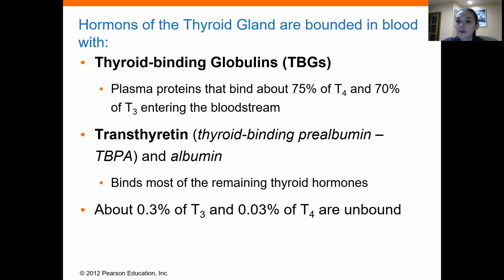Hormones of the thyroid gland are bound in the blood with thyroid binding globulins, plasma proteins that bind about 75% of T4 and 70% of T3 entering the bloodstream. Transferrin, thyroid binding prealbumin, and albumin bind most of the remaining thyroid hormones. About 0.3% of T3 and 0.03% of T4 are unbound, and only these percentages and only these hormones will be active and affect the target cells.